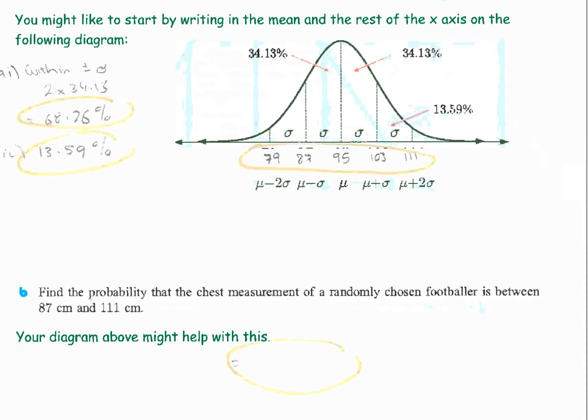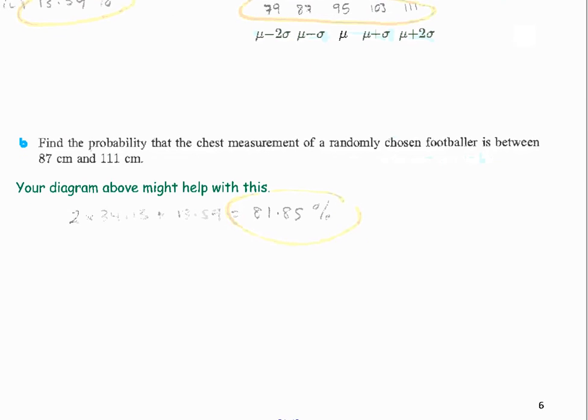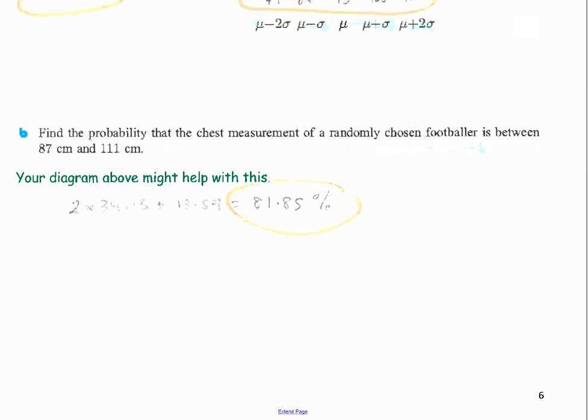Different ways. You can just show them all added up, or you can do like what I did, 2 times 34.13 plus 13.59, or you could have just separately added the 3 numbers. If you plug that into a calculator, you should get 81.85%. Exactly. So 81.85% of footballers have chest measurements between 87 and 111 centimeters. So these are just showing you examples of how you can apply this to the real world. Now let's move on to some more examples.